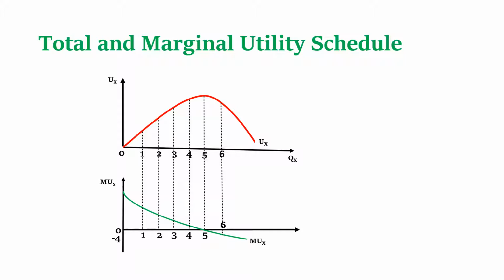So remember, the quantity here, Qx, is on the horizontal axis, and then we have marginal utility of x on the vertical axis, and total utility of x on the vertical axis. So as the individual continues to consume additional units of the good, the total utility increases. It increases up to a particular point and then declines thereafter. So the point where it declines reflects the concept of diminishing marginal utility.